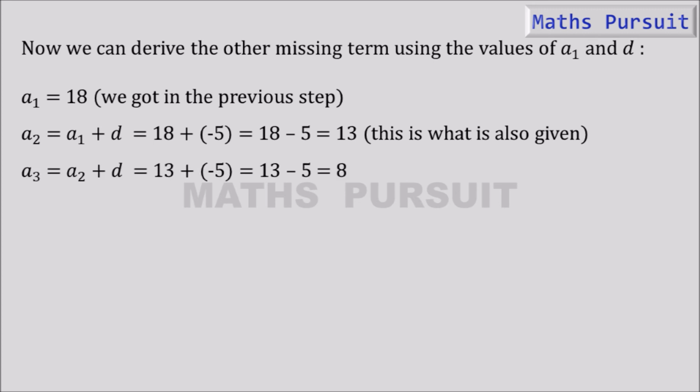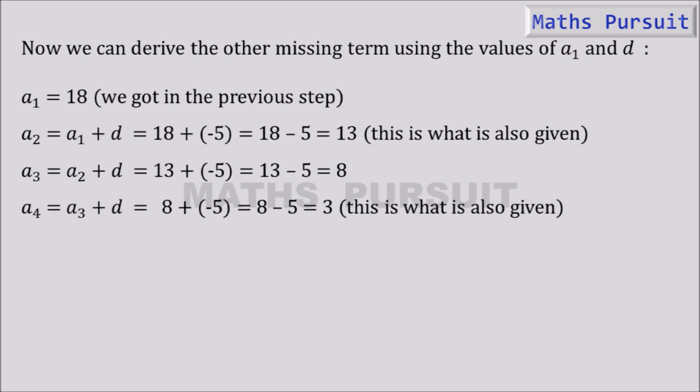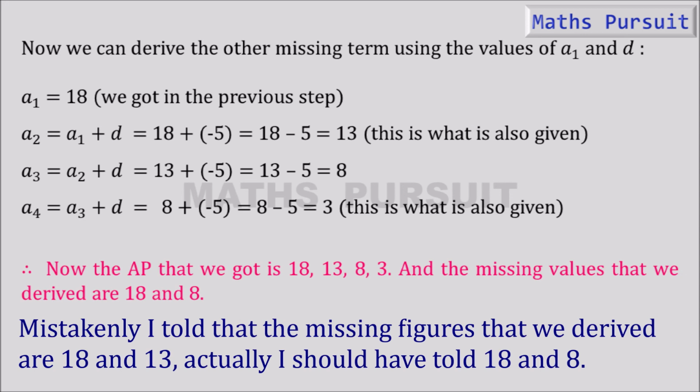Now A3 is equal to A2 plus D, that is equal to 13 plus minus 5, that is equal to 13 minus 5, that is equal to 8. So A3 is 8, that is what we got now. Similarly, A4 is equal to A3 plus D, that is equal to 8 plus minus 5, that is equal to 8 minus 5, that is equal to 3. This is what is also given. So we could understand that whatever we are doing is correct till now. Therefore, now the AP that we got is 18, 13, 8, 3, and the missing values that we derived are 18 and 8. Hope guys you understood this calculation.